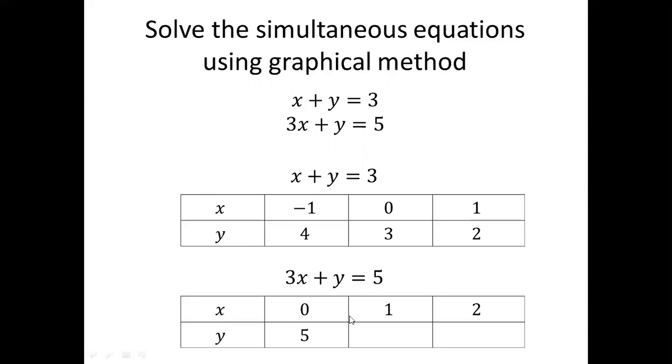When x is equal to +1, this becomes +3. Transposing +3 to the other side, making it negative, we have 5 minus 3, or simply 2. And then when x is equal to +2, 3 times 2 is +6. Transposing +6 to the other side, we have 5 minus 6, or -1.